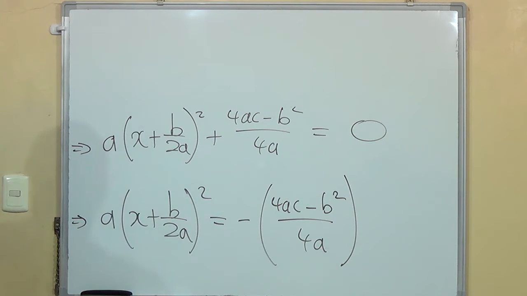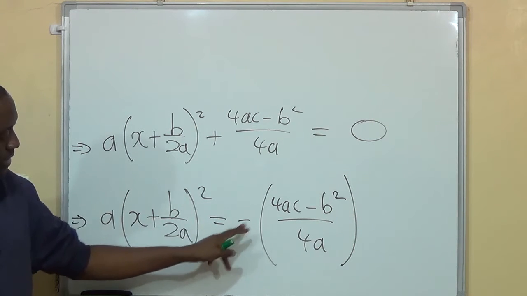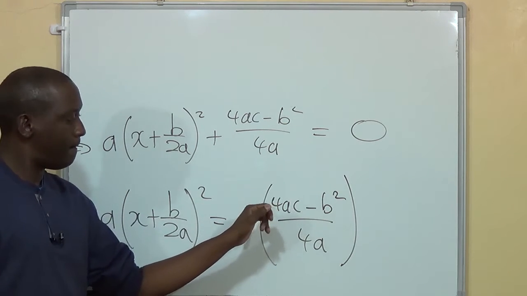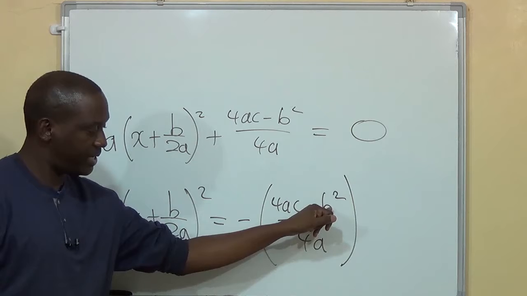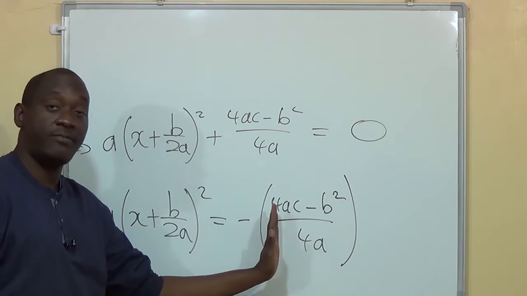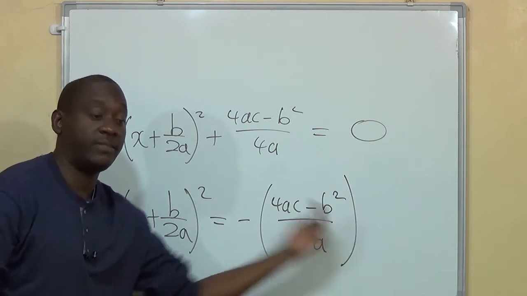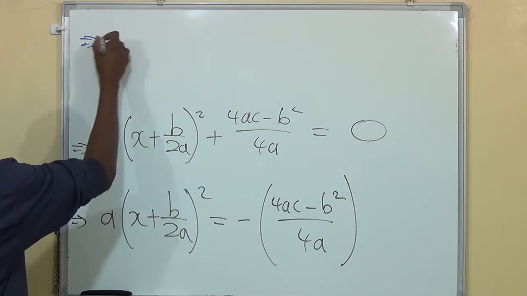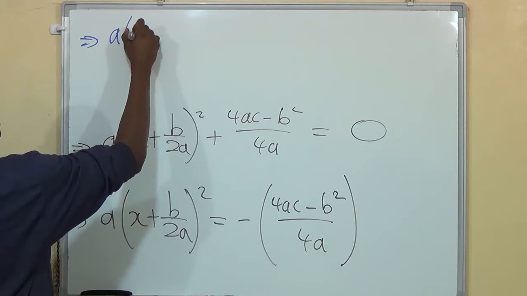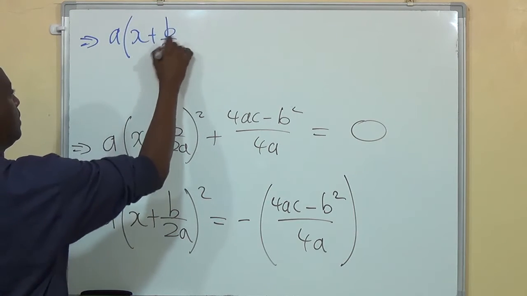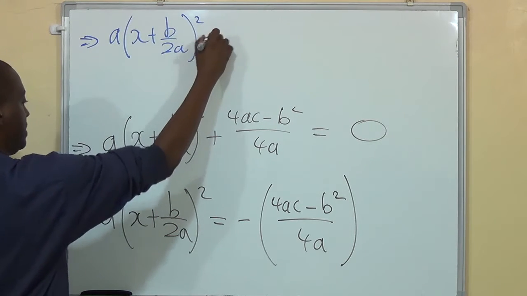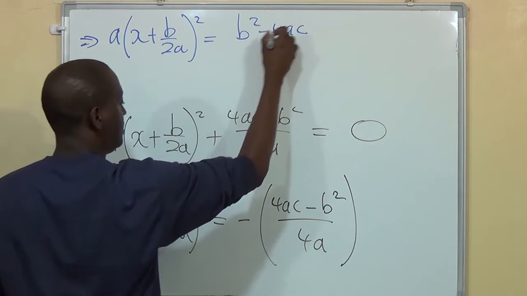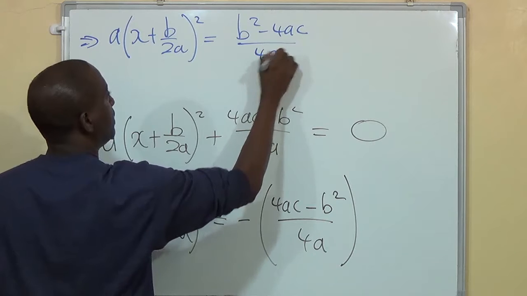So minus into 4ac minus b squared is the same thing as minus 4ac plus b squared. So we could put the plus b squared in front and we get b squared minus 4ac. So the next line I could write on top here is a into x plus b over 2a, squared, is equal to b squared minus 4ac all over 4a.